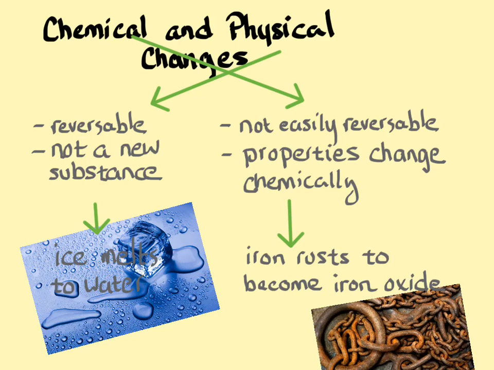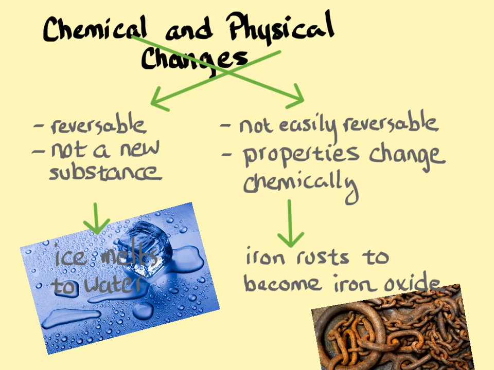Chemical changes are not easily reversible. In other words, if there is a change that takes place chemically, it's hard to make that material go back to what it was before you changed it chemically. Another thing is that the properties change when you've changed something chemically. The properties will often change from what you had to what you now have as a new material or new substance.